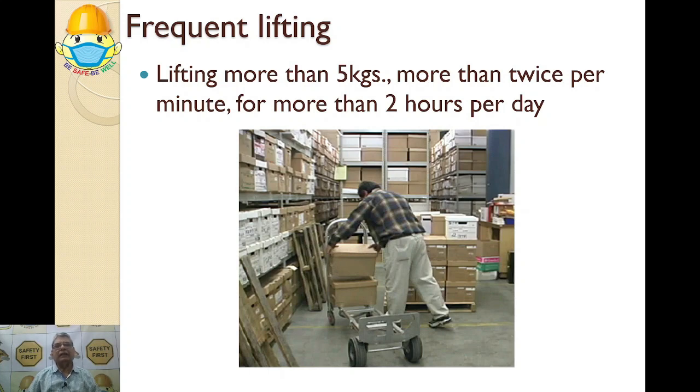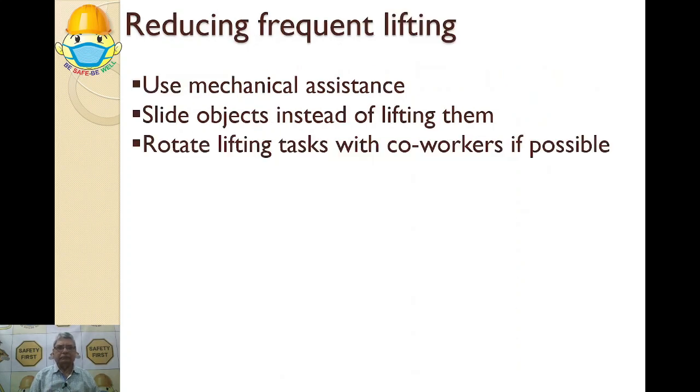So if you are working in a 6 to 8 hour shift, if you are lifting the load more than 5 kgs, it should not be more than twice per minute, and it should not be more than 2 hours throughout the day. So that 2 hours can also be distributed throughout the shift. So this is again the upper limit for frequent lifting.